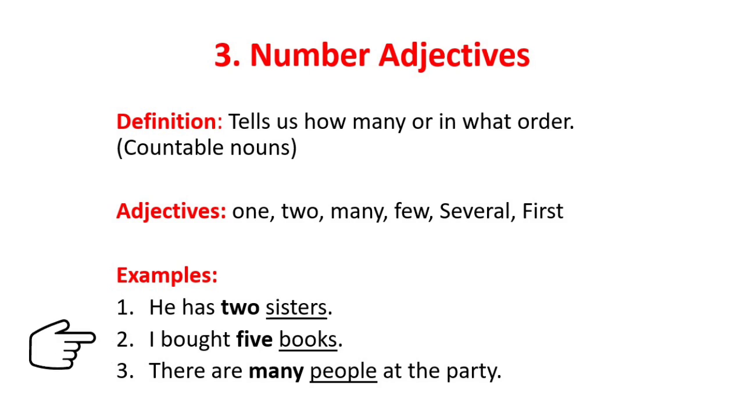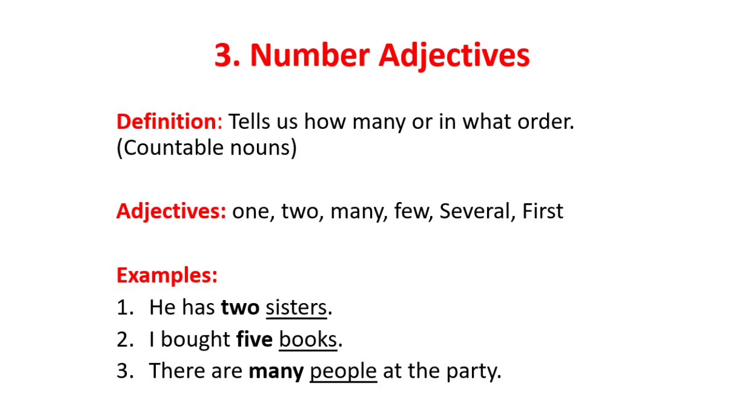In the second sentence, I bought 5 books. So here 5 is a number adjective. In the last sentence, there are many people at the party. So here people is a noun, right? And just before that we got many, an adjective. So this is a number adjective. So what you have to remember here is all the numbers and all the orders like first, second, and words which show few, several, and which come before a countable noun are the number adjectives.